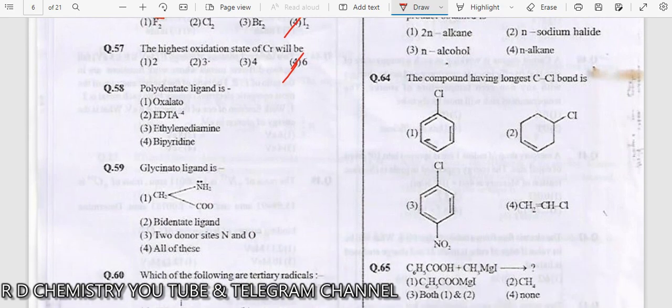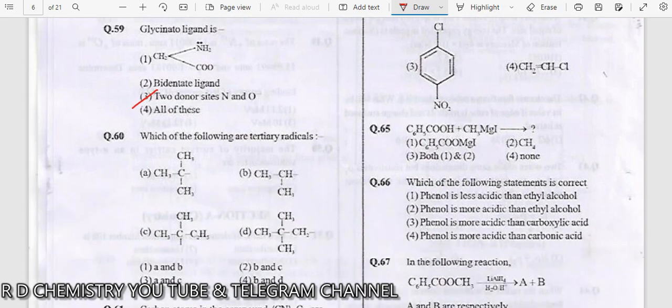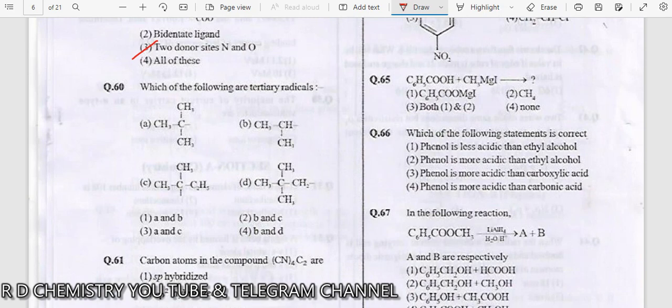Question number 58 about the polydentate ligand. Answer is option number 2. Question number 59, glycinato ligand is option number 3. Question number 60 about the tertiary radicals from basic principles and techniques in organic chemistry. Answer is option number 3.